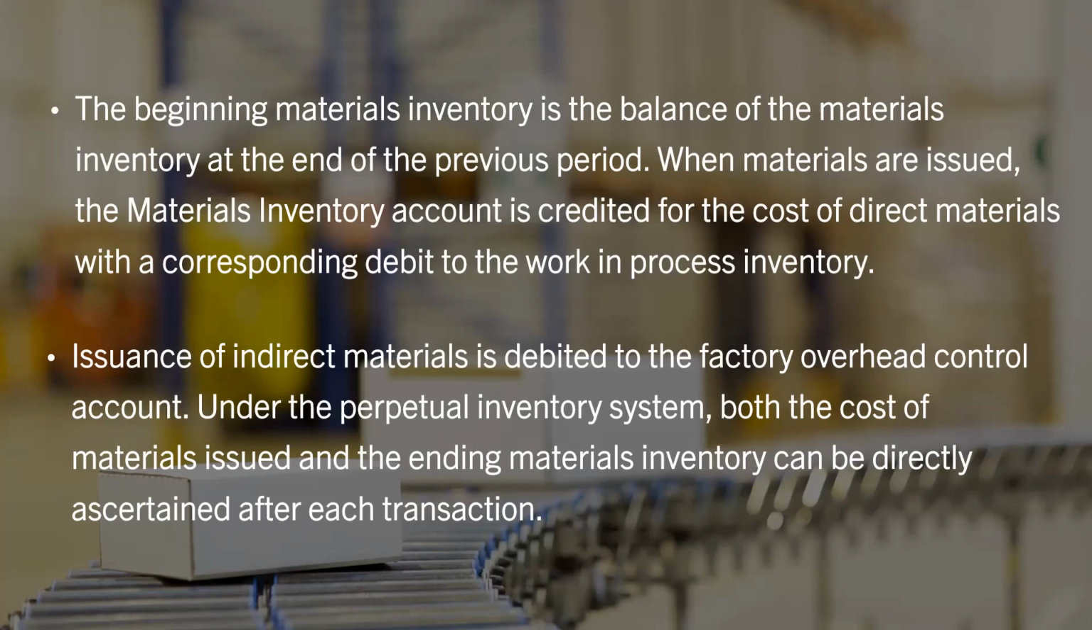So, in the periodic system, you need to conduct a physical count to know the ending inventory. But under the perpetual system, you can easily identify the ending inventory without the need for a physical count. However, there must be a regular physical count in the perpetual system just to ensure that whatever is recorded in our materials inventory account matches what is actually the existing materials inventory.